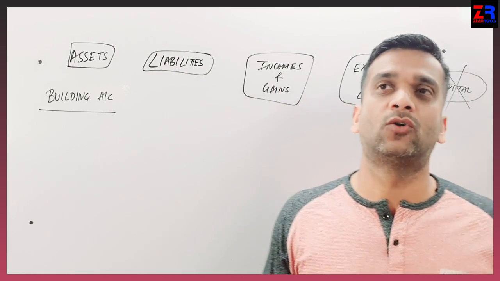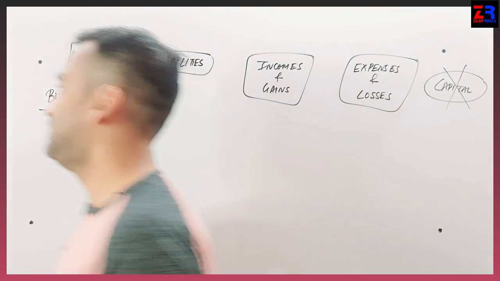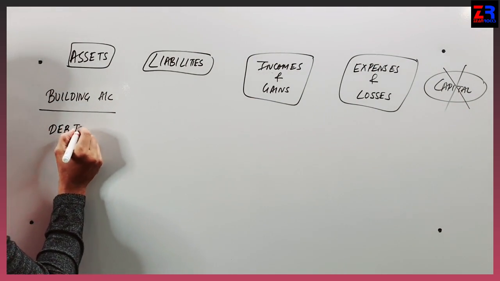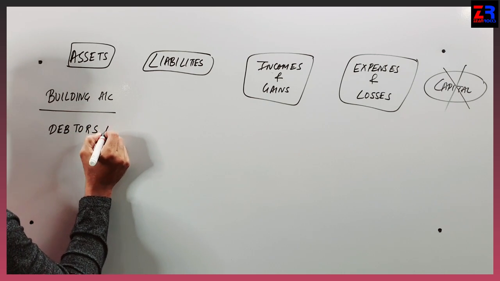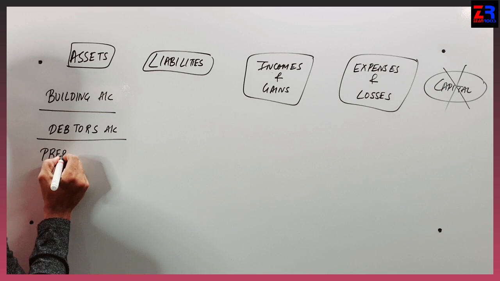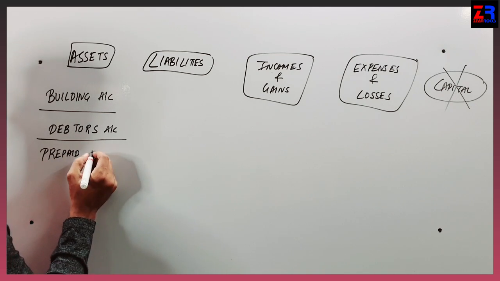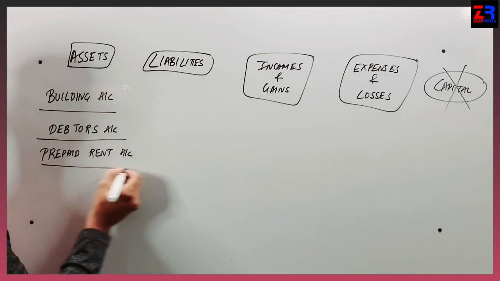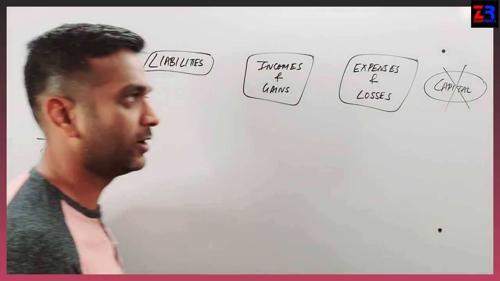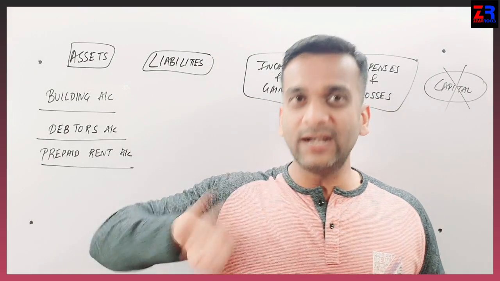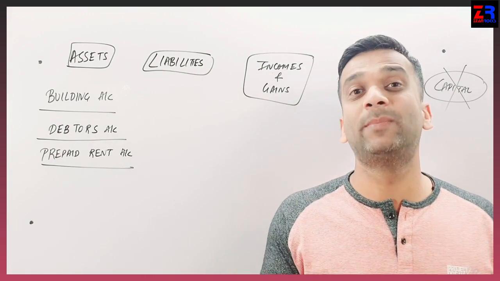Debtors is an asset, so debtors account is an asset account. When we talk about prepaid, I have taught you, any expense which is prepaid, like prepaid rent account, is an asset account. Prepaid means you have paid in advance. If something is given in advance, then the benefit is receivable.